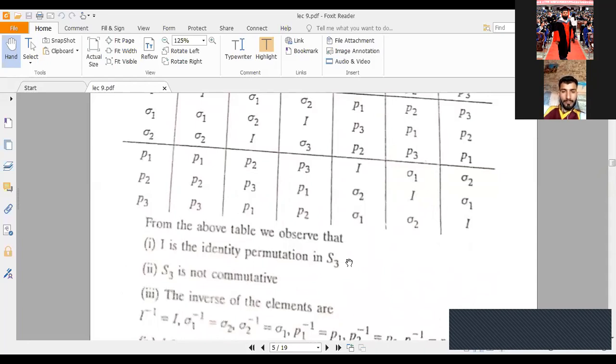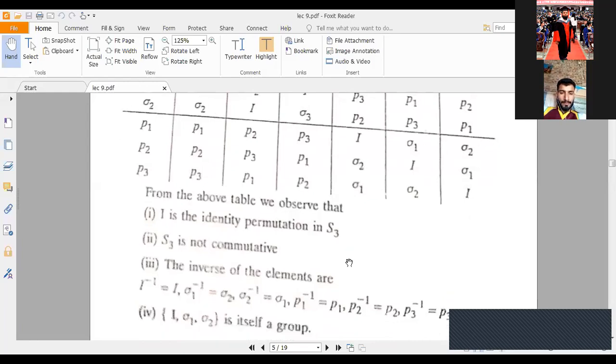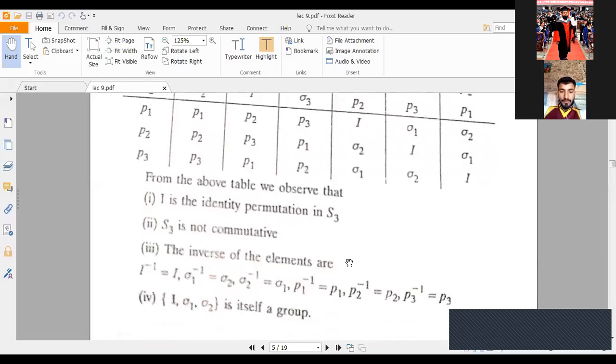It means the identity element is present here. And from this table, you can show that closure property is also satisfied, no element lies outside this set in S3, and S3 is not commutative. The inverse of each element is also present here. See here, when we multiply 2 elements and the result is identity, it means both are inverse to each other. Here sigma 2 is the inverse of sigma 2, sigma 1 is the inverse of sigma 1, and all inverses are also present.